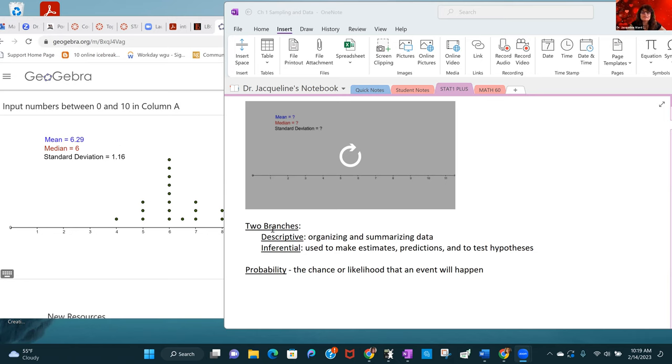Okay. Well, there are two branches of statistics. There is descriptive statistics. This is the branch that deals with organizing and summarizing data. So describing means and medians and trends and all of that kind of stuff. Summarizing, trying to make sense of that data.